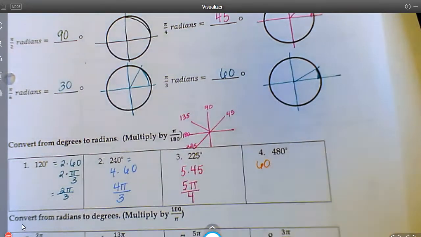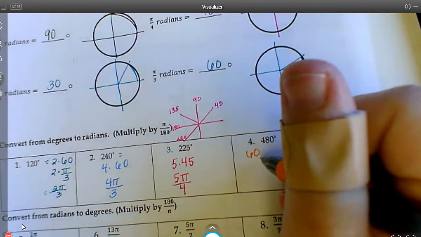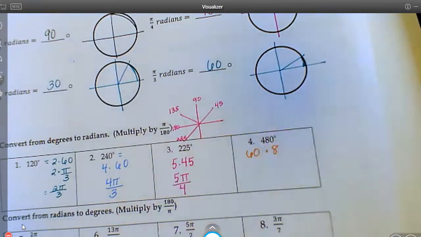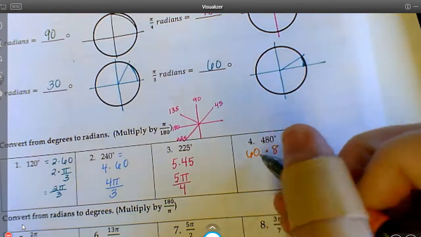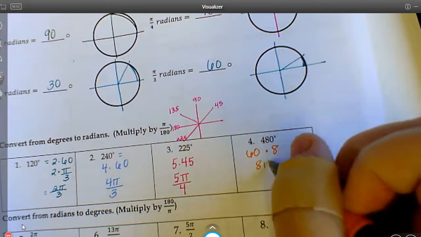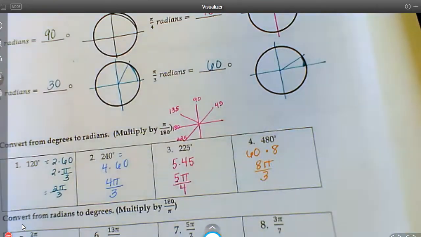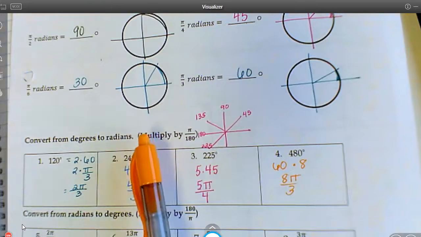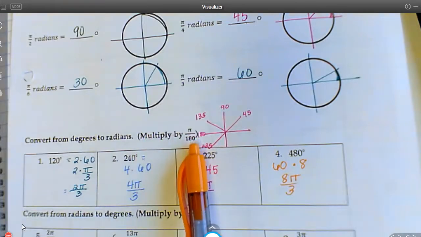So 6 times 8 does give me 480, but where is the 0 going to be? It's got to be with the 60, because 60 is what we know. We don't know 80. We know 60, and there's 8 of them. 60 is pi over 3, so it's going to be 8 pi over 3. Now, my rule actually says multiply by pi over 180.